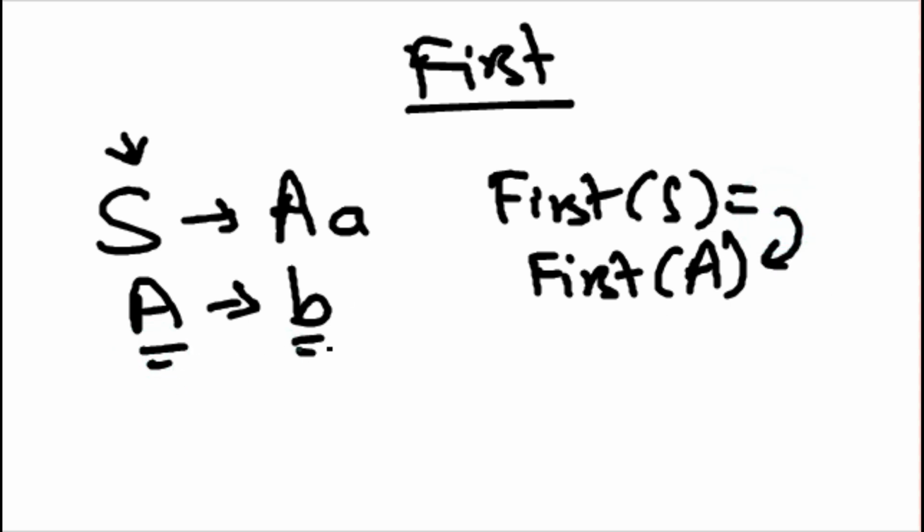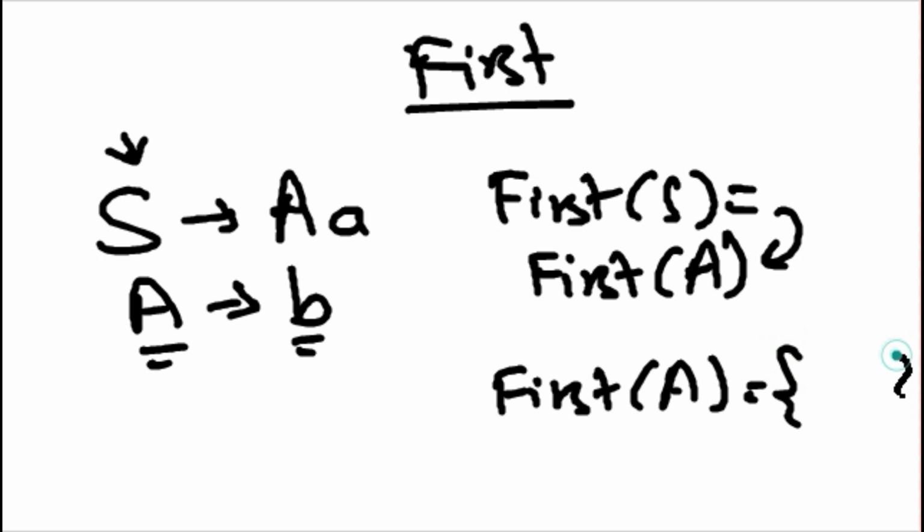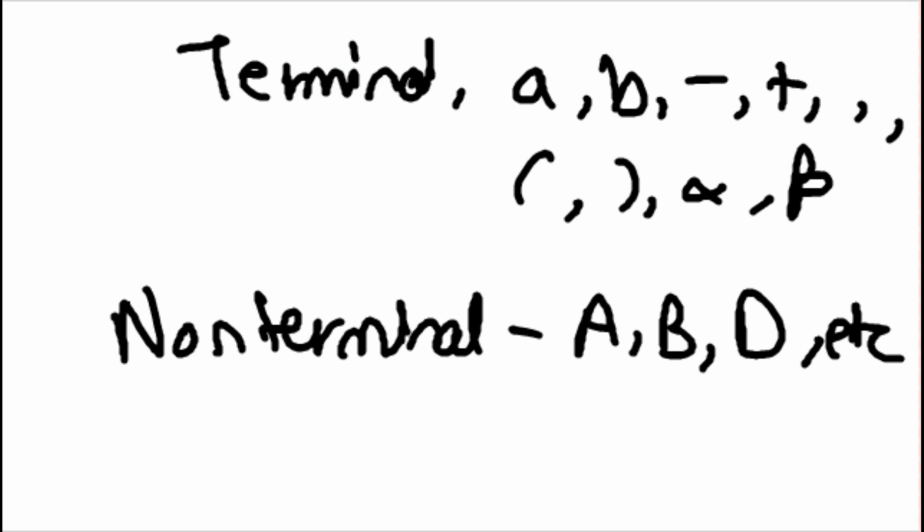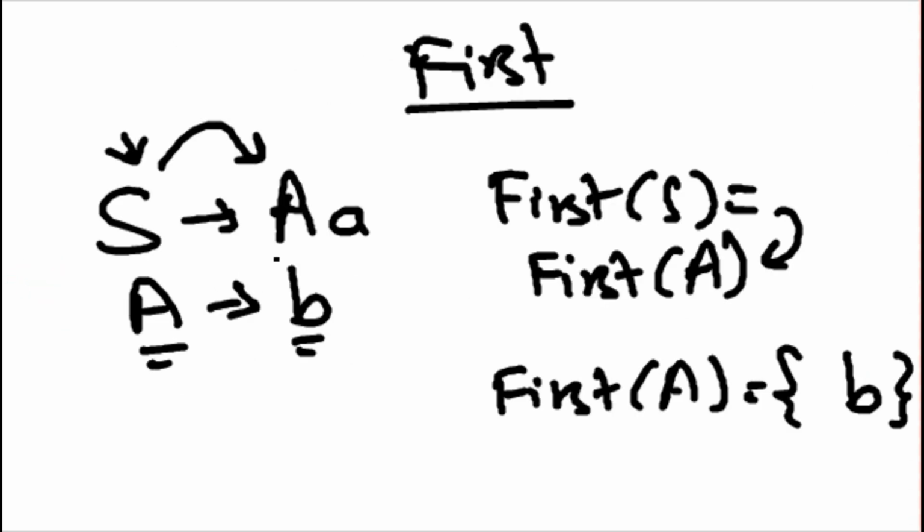Now what is first of A? First of A in curly brackets is b. So therefore, since A comes before the terminal symbol and A is a non-terminal symbol, in case of a non-terminal symbol, we have to find its first. So first of A is small b, and therefore first of S is also small b.